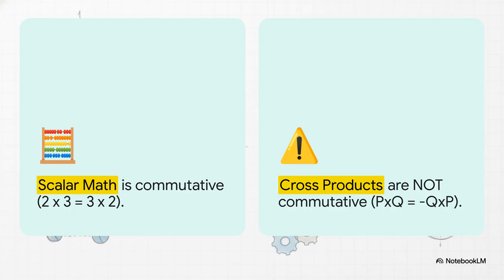But wait, here is where you have to be super careful. This isn't your standard elementary school multiplication. Regular math is commutative, right? 2 times 3 is exactly the same as 3 times 2. But vector cross products are strictly not commutative. The order absolutely matters. Swapping the vectors literally reverses the direction of the force. So multiplying vector p by vector q gives you a totally different result than q times p. In fact, it gives you the exact negative.